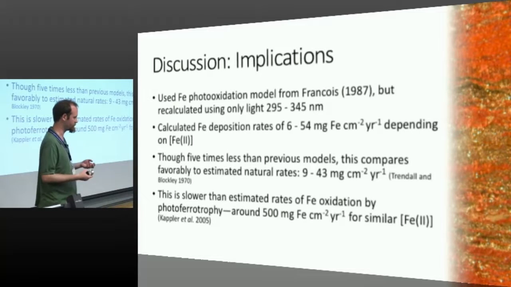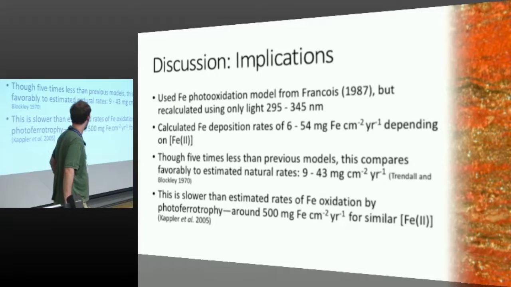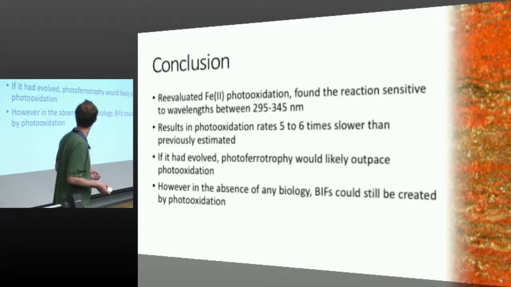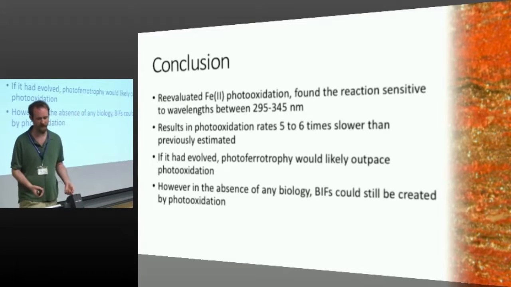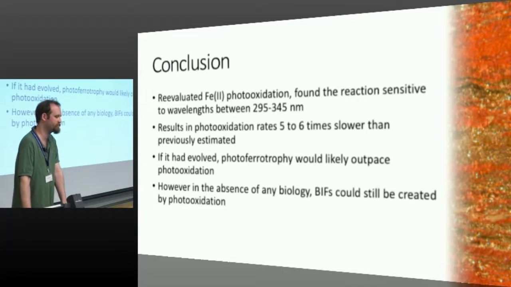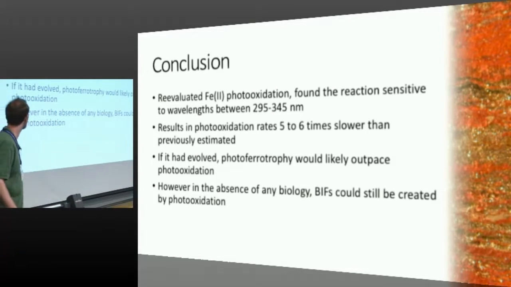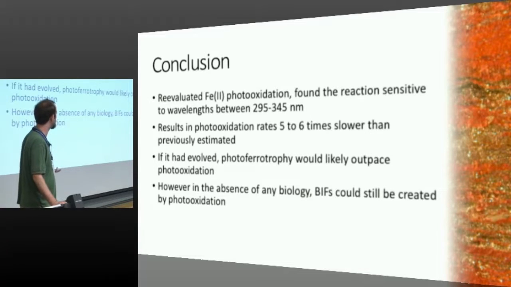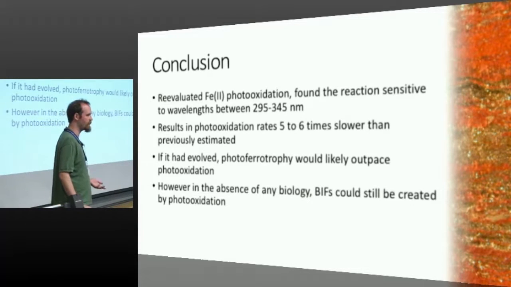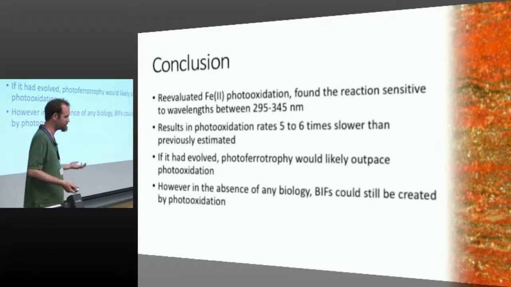I talked about those alternative theories like photoferrotrophy. With photoferrotrophy, you could get numbers of around 500 milligrams per square centimeter per year for similar iron concentrations. So I can conclude here that I reevaluated iron photooxidation and found it sensitive to wavelengths between 295 and 345 nanometers. It results in photooxidation rates 5 to 6 times slower for a predicted model. And so if photoferrotrophy was around, or oxygen from oxygenic photosynthesis, that would likely outpace this process. But this still is possible in the absence of any biology at all.